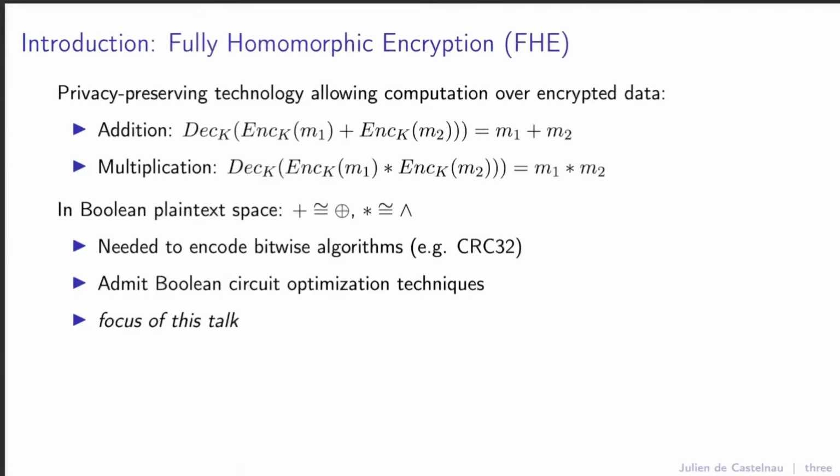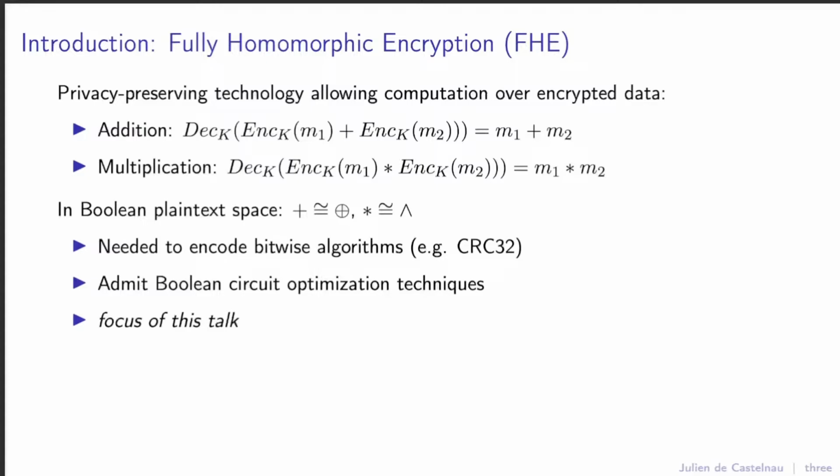Fully homomorphic encryption is a privacy-preserving technology that allows computation over encrypted data. Typically, the operations of addition and multiplication are supported. So I can take two messages, which we would call the plaintext, and encrypt them, and then on these ciphertexts I can add or multiply them together to get what would be the result of adding or multiplying the plaintext values. In this talk, we're particularly interested in the case of those plaintext values being Booleans, which we call a Boolean plaintext space.